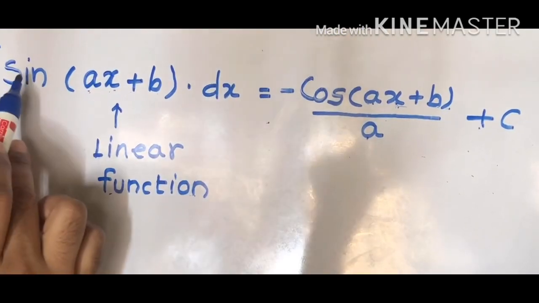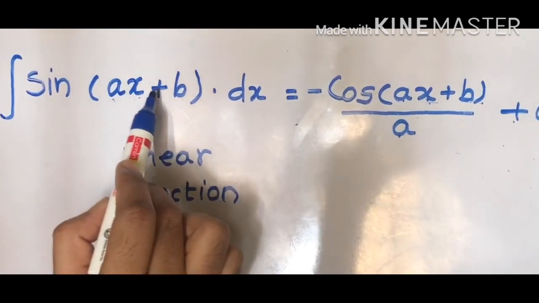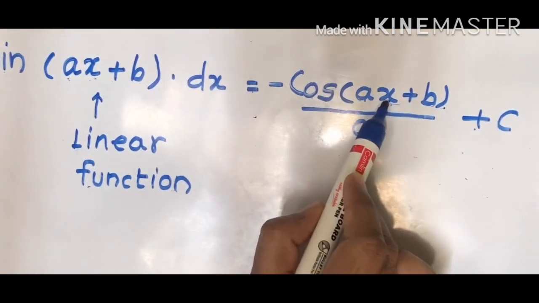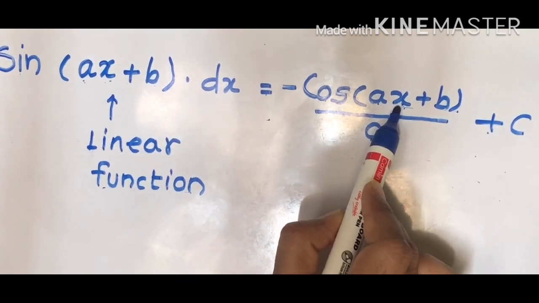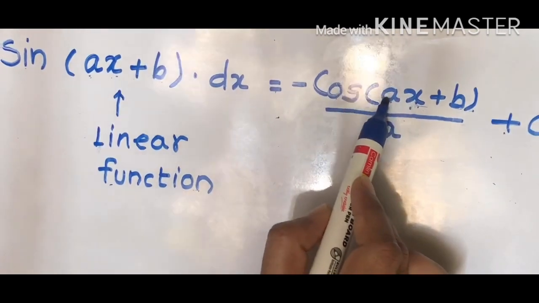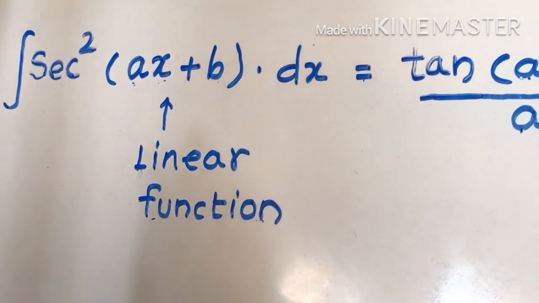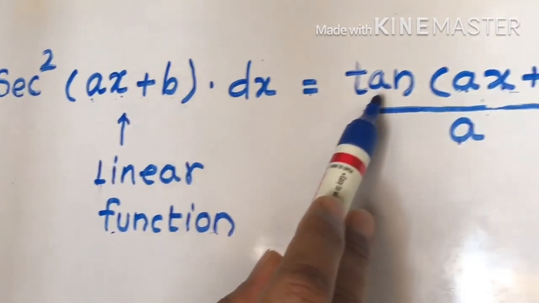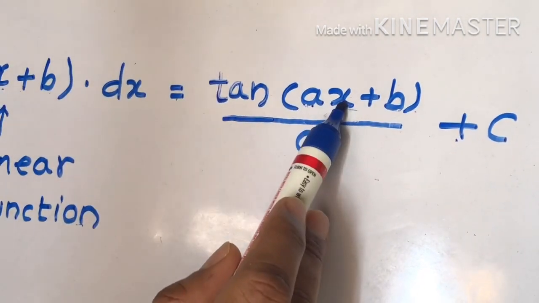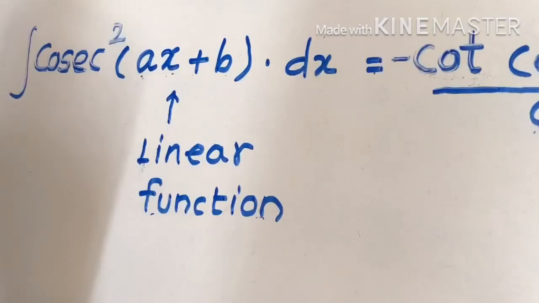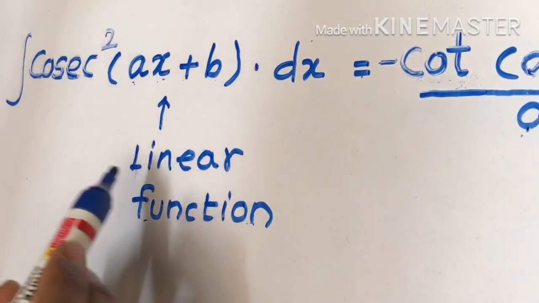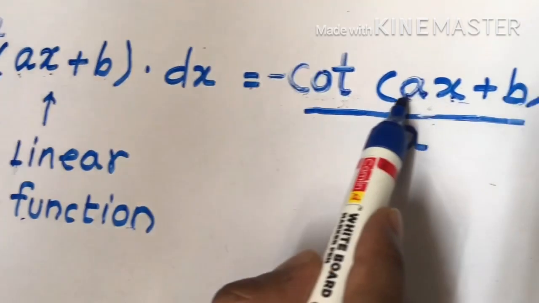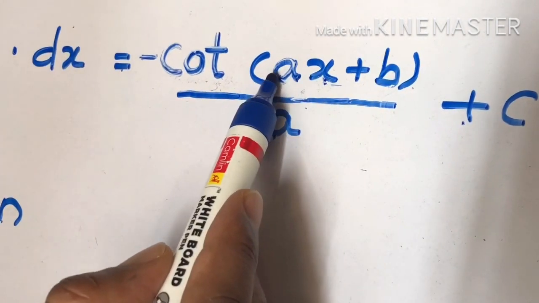Next formula is integration of sine of linear function, that is ax plus b. So its integral value will be same as your sine x, that is minus cos x, but in place of x we have to write ax plus b, divided by the coefficient of x, that is a, plus c. We are taking the next formula, integration of sec square of a linear function, which is ax plus b. So its answer will be tan of ax plus b, divided by the coefficient of x, that is a, plus c. Next formula is integration of cosec square of a linear function, that is ax plus b, with respect to x, will be minus cot of that linear function divided by the coefficient of x, that is a, plus c.